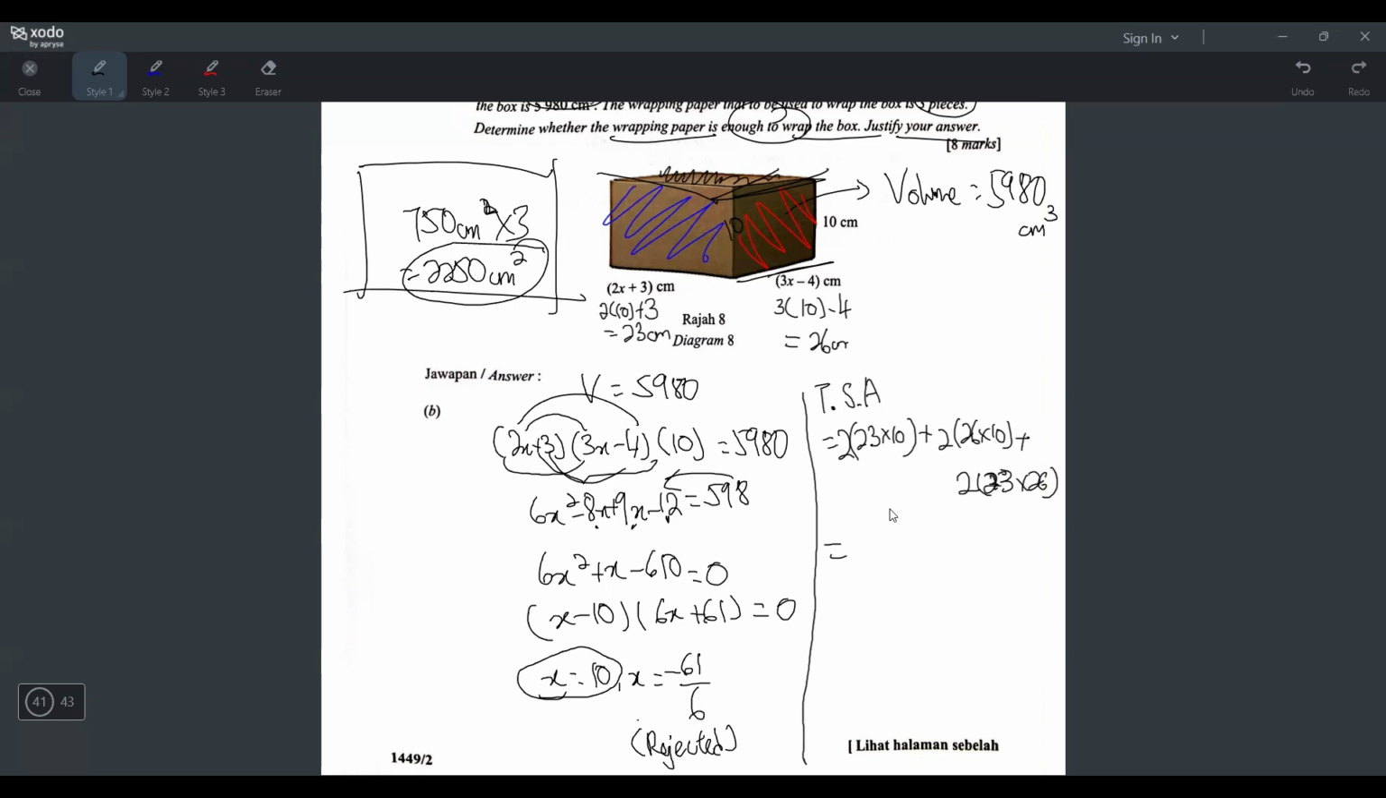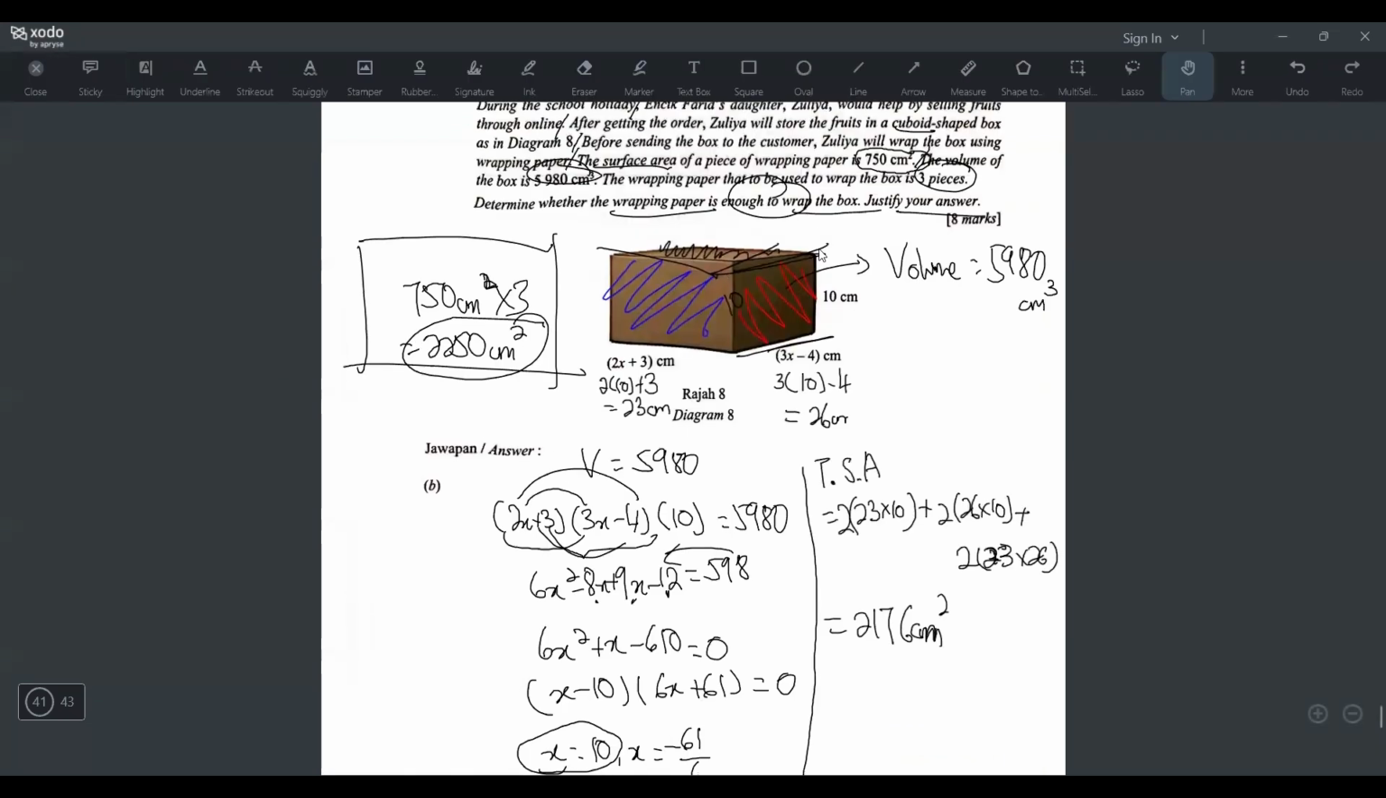Okay, 2 times 23 times 10 plus 2 times 26 times 10 plus 2 times 23 times 26. Okay, my calculator gives me 2176. And the unit will be in cm square, because this one is surface area. Okay, now we can answer the question.